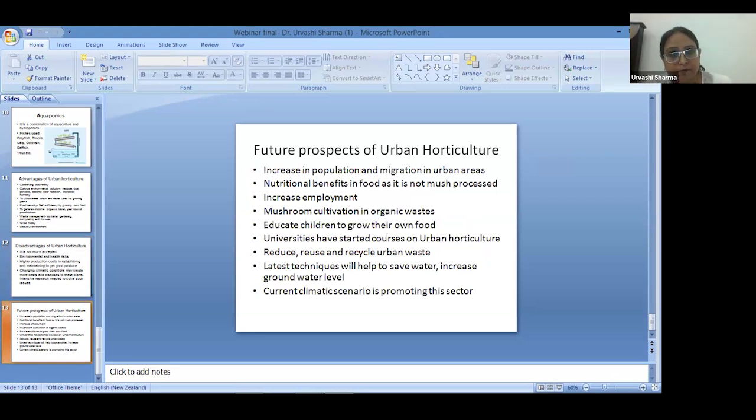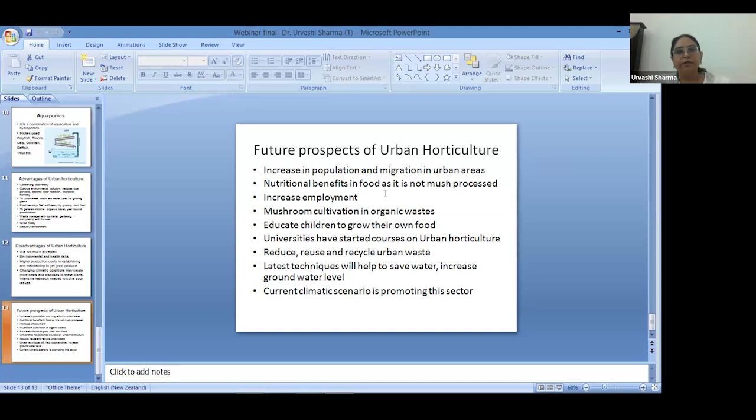Now, the future prospects. As we all know, the population is increasing in the urban areas and it will keep on increasing. And there is a lot of migration into urban areas every year. These plants, if they are grown in the urban places, will have more nutritional benefits because they will be growing in places near to us and are not much processed, so they will be more fresh. It will increase employment, which is really very important for us to survive.